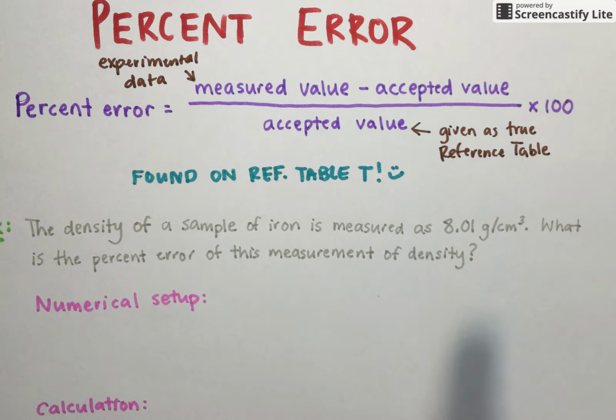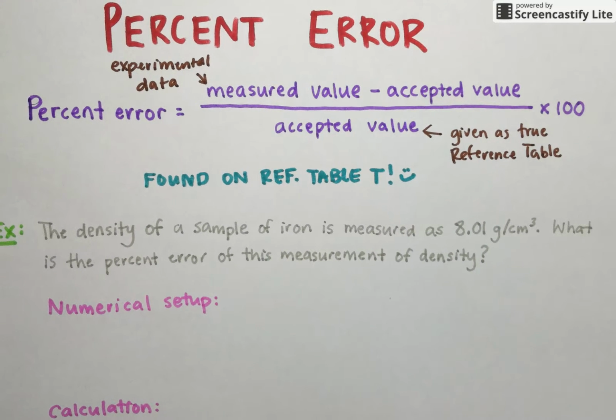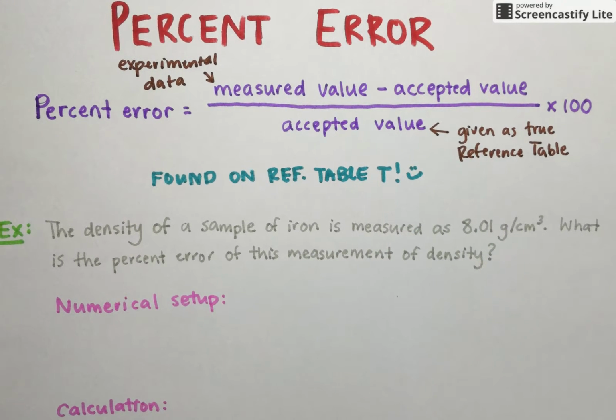This times 100 at the end is an important component of this equation, as we'll see in our example, so don't leave it off if you're ever looking to set up a percent error calculation. I want to give you an example problem so we could work through the use of this particular equation.